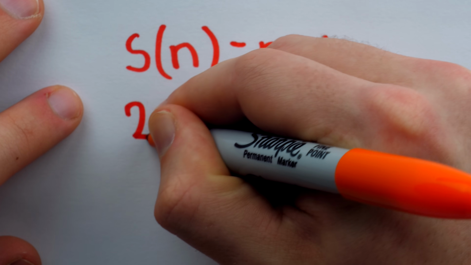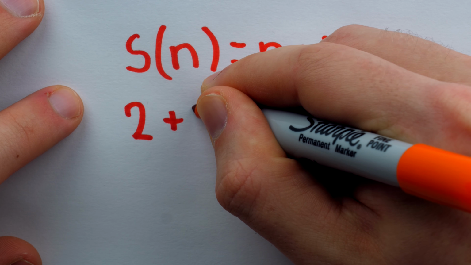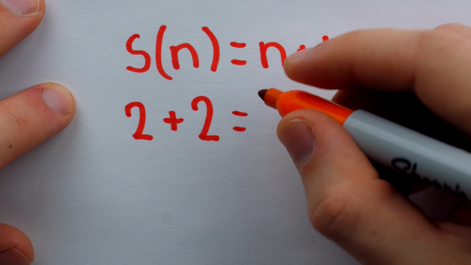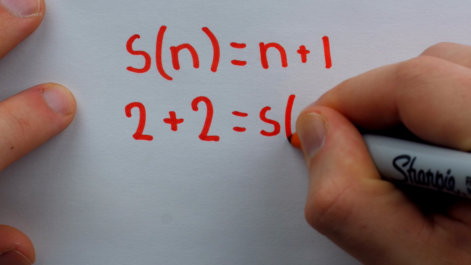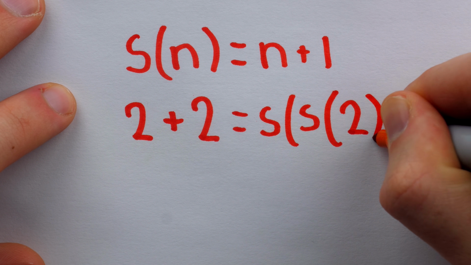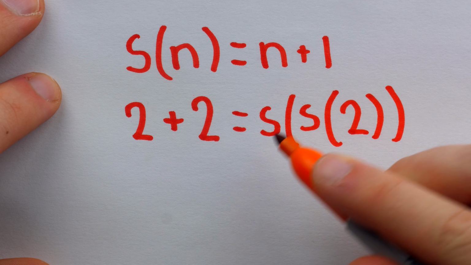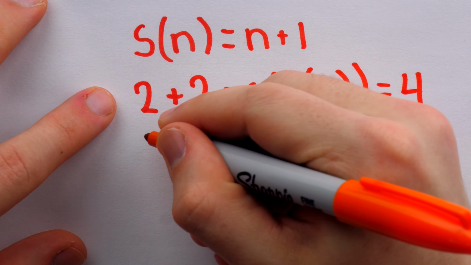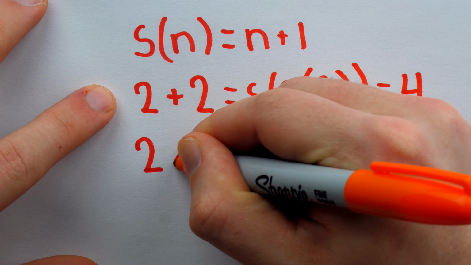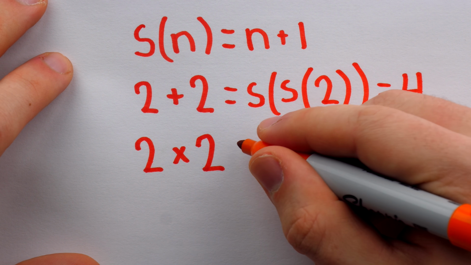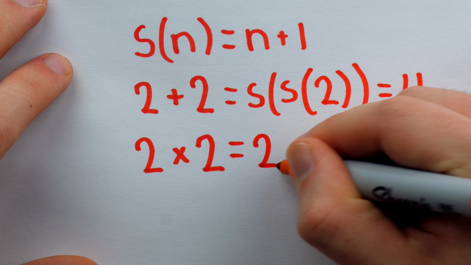Now, addition is just a nice way of iterating the successor operation. 2 plus 2 says that we should apply the successor operation to 2 twice, so S of 2. The successor of 2 is 3, and then the successor of that is 4, so 2 plus 2 is 4. Then what is multiplication? Well, that's just a nice way of representing iterated addition. 2 times 2 is 2 plus 2.